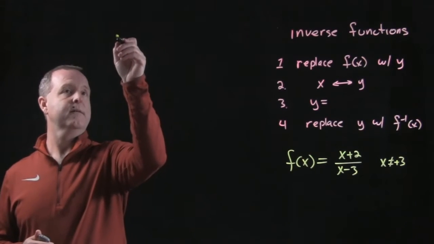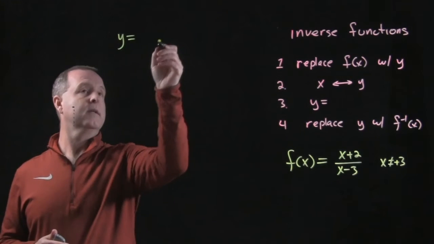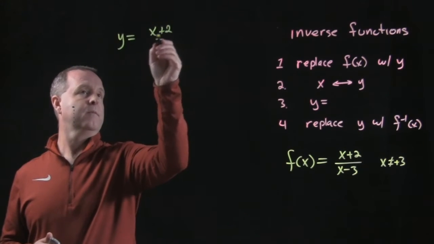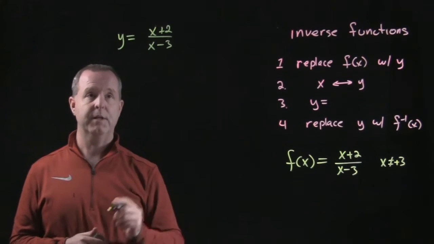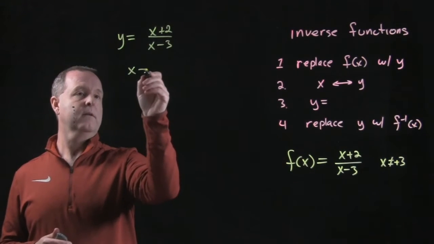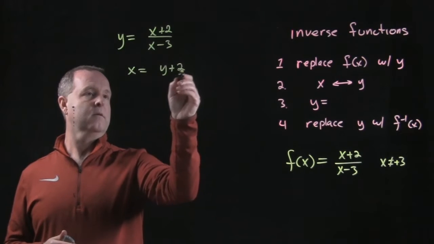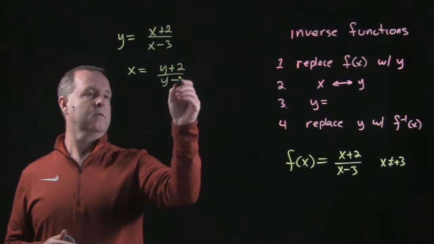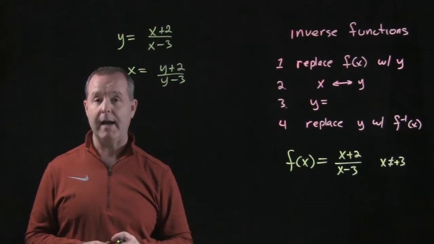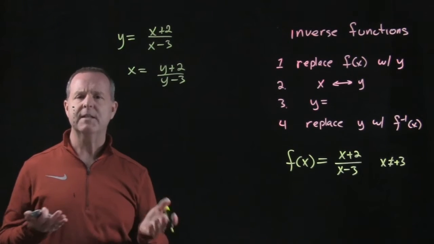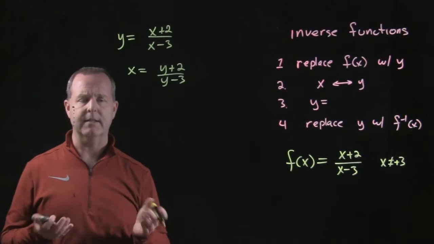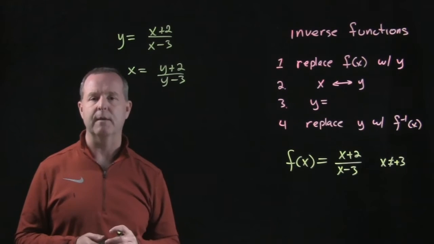So let's rewrite this as y = (x + 2)/(x - 3). Step 2, switch around. Step 3, solve for y. What do we do here? Well, this is where we have to remember and rely on some of the clever techniques that we've learned in the past.